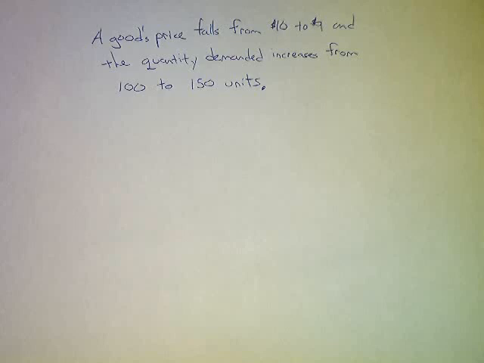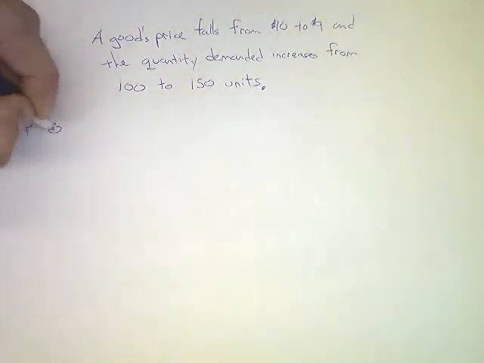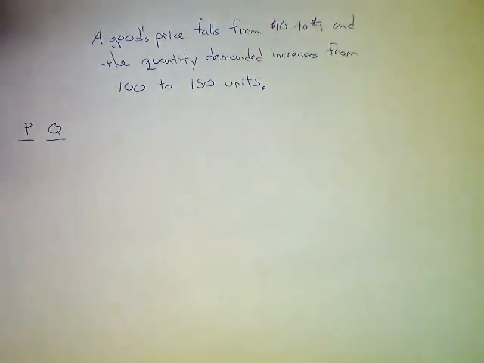Alright, so the prompt says that a good's price falls from $10 to $9, and then the quantity demanded increases from 100 to 150 units. So without even speculating about the elasticity, let's just move on and set up the problem. First thing that I recommend is to set up your prices and quantities in a table. That way you don't get lost as to where you're at, and you make sure that the right price gets associated with the right quantity.